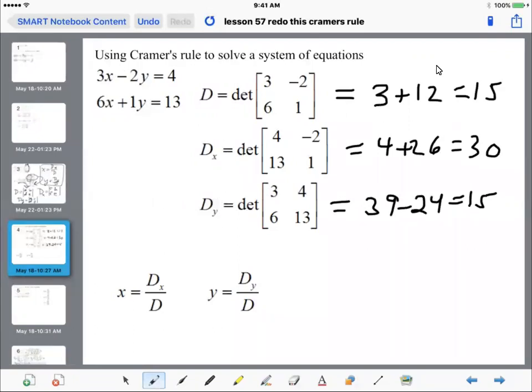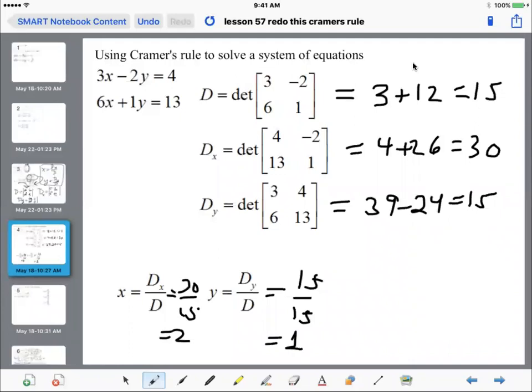Okay, so what should the answers be for x and y in this case? Go ahead and type it into the chat. That's right. x equals 2 and y equals 1. So Dx over D is 30 over 15, which equals 2, and Dy over D is 15 over 15. Maybe this is the fastest way to do 2x2. It is a pretty fast way to solve it.